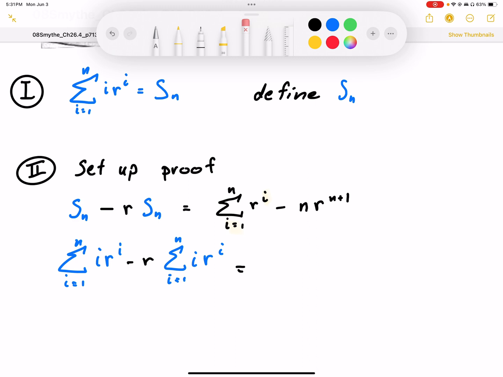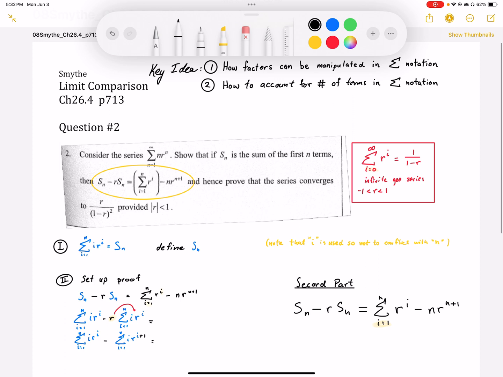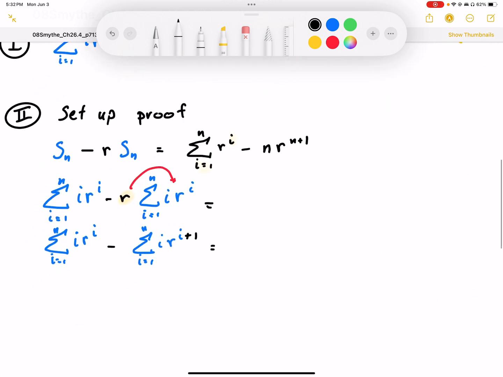Now I'm going to take this factor of r and apply it inside the sigma notation. What does that look like? Firstly, I'm just going to keep this part the same: the sum from i equals 1 to n of i r to the power i, minus, and here we have the sum from i equals 1 to n of i r to the power i times r. That extra r on the outside, we're going to apply into here. And so we're going to end up with an extra times r, so we get one extra in that exponent, i plus 1. So that's the first part, how we can deal with factors in the notation. We can multiply them in like this, and we just have to account for it.